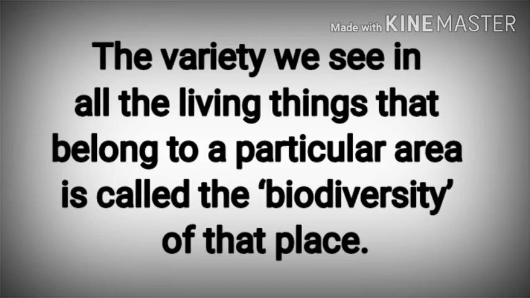So in that particular region like desert, animals like camel and plants like cactus are surviving in those regions. Then we also have studied that the variety of the living things belonging to a particular area is called the biodiversity of that place.